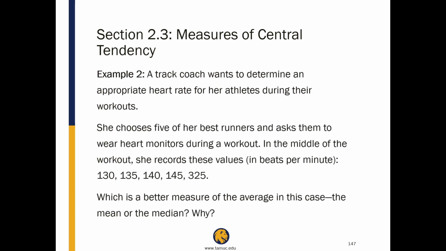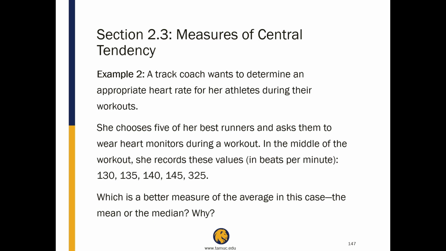Let's look at another example. Here it says a track coach wants to determine an appropriate heart rate for her athletes during workouts. She chooses 5 of her best runners and asks them to wear heart rate monitors during a workout. In the middle of the workout, she records these values: 130, 135, 140, 145, and 325. Which is a better measure of average in this case, the mean or the median?